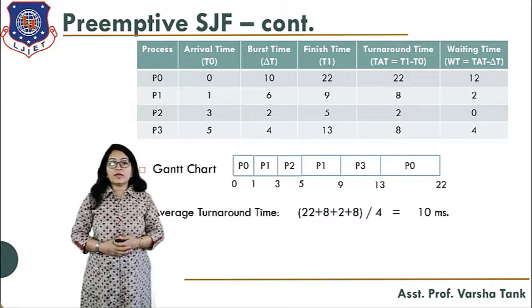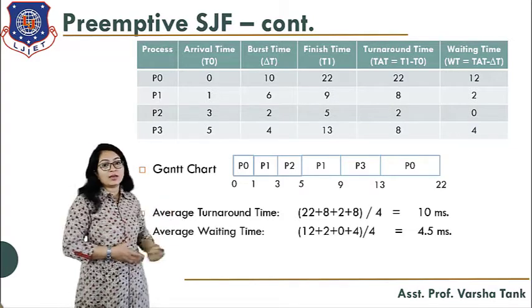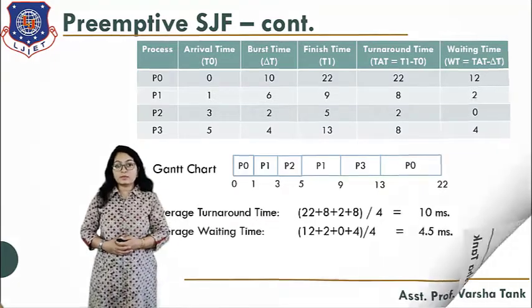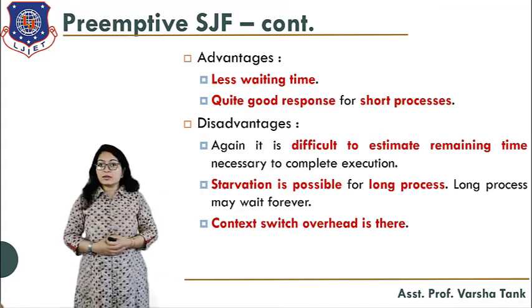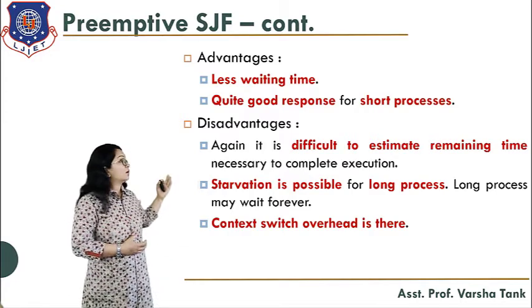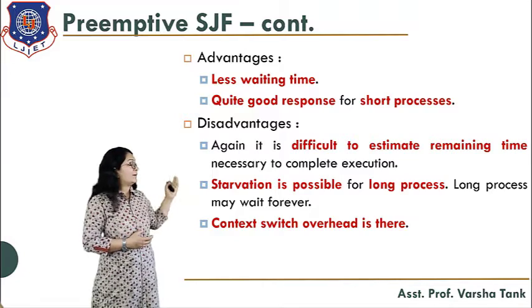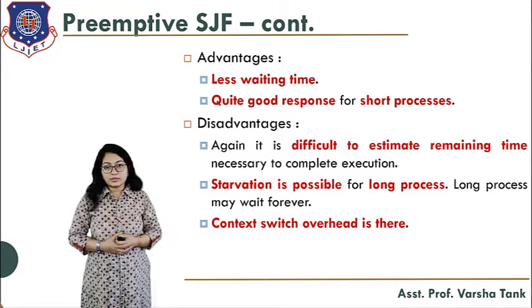Now again find out the average turnaround time and average waiting time. When you calculate, you will get the answers 10 milliseconds and 4.5 milliseconds. So now what are the advantages and disadvantages of this? Less waiting time and quite good response for the short processes. So the advantage is less waiting time for short processes.